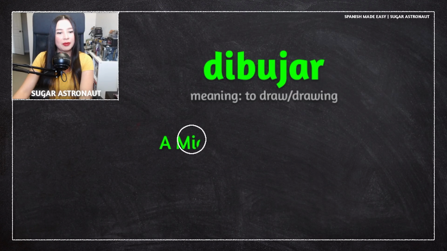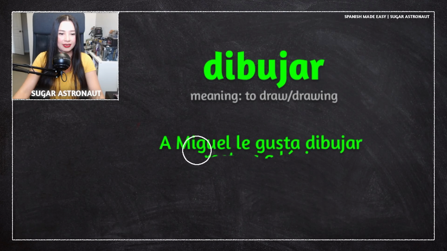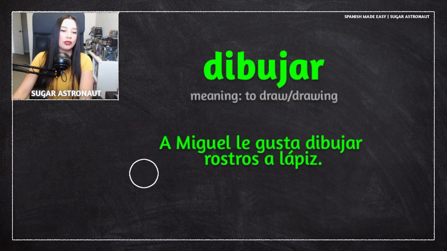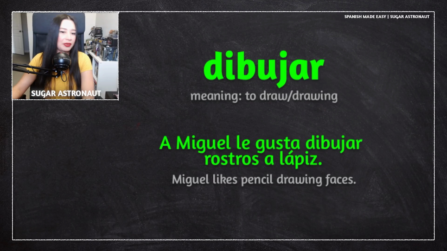Anyway, so for example, a Miguel le gusta dibujar rostros a lápiz. So this means Miguel likes pencil drawing. We're getting specific here. Faces, and that's it. Faces. Miguel likes pencil drawing faces, or just drawing faces, if you remove a lápiz.